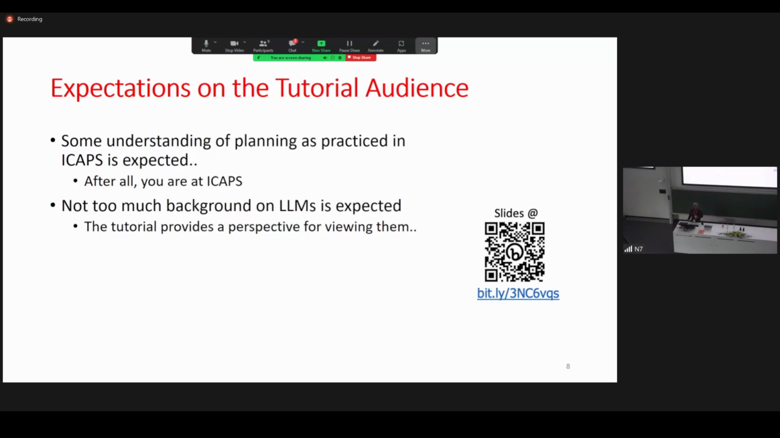Okay, I'm not going to tell you how to code. I'm not going to tell you how many layers there are in a particular transformer architecture, but you look at LLMs as an n-gram model on steroids, and that is actually very helpful. Okay, so that's basically what the expectations are going to be.